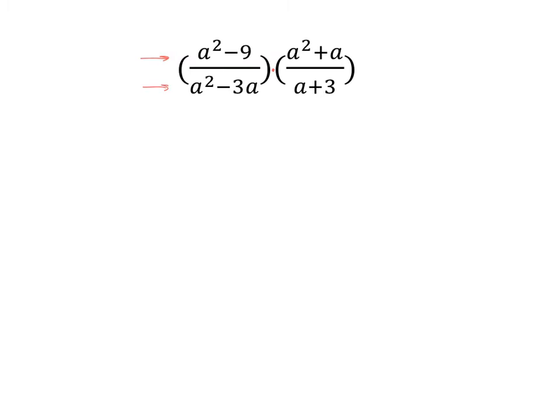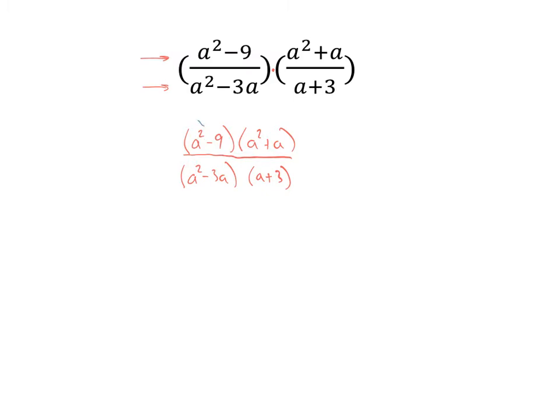So when we do that, we're not going to do anything fancy. We're going to end up with a squared minus 9 times a squared plus a all over a squared minus 3a times a plus 3. That is not a brilliant move. We could all see that coming. Now it's the next step that's actually factoring these things that becomes a little bit more of a challenge.